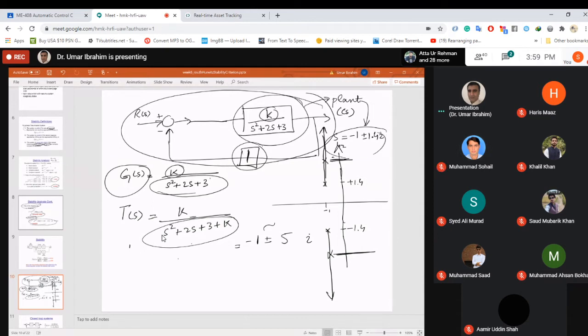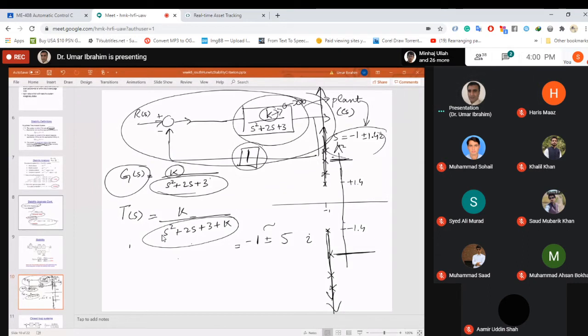Clear, sir. Okay. Now, as I increase the value of k from 0 to infinity, if I trace this path, I'll get a path something like this. This path is called root locus. Locus means path.